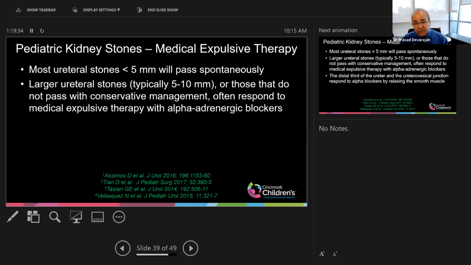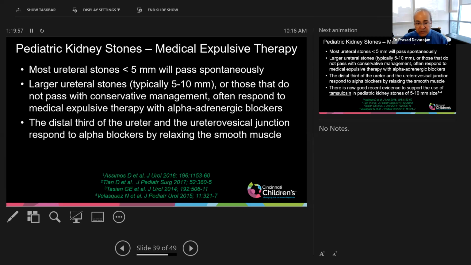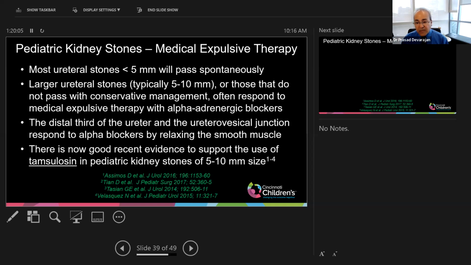But if the stone is larger, typically 5 to 10 millimeters, and many of our stones are in that range, or those that do not pass with just fluid management, they are good candidates for medical expulsive therapy with alpha adrenergic blockers. And the rationale for that is that the lower half, or the distal 1/3 of the ureter and the ureterovesical junction respond very well to alpha blockers by relaxing the smooth muscle. And so there is now very good evidence.